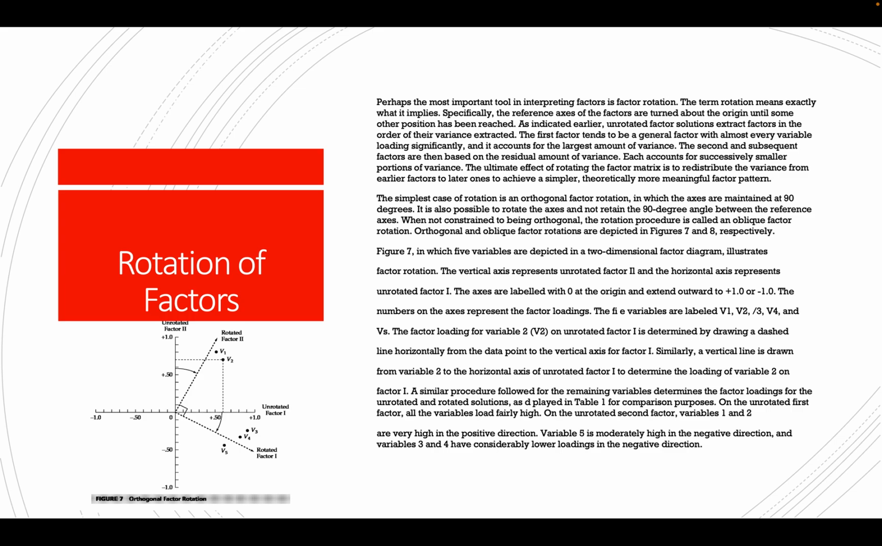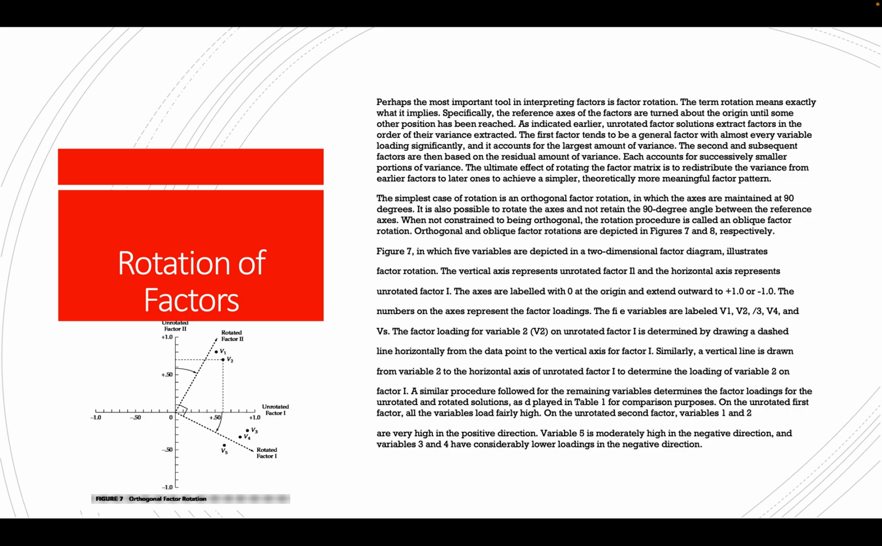The first factor tends to be a general factor with almost every variable loading significantly, and it accounts for the largest amount of variance. The second and subsequent factors are based on the residual amount of variance, each accounting for successively smaller portions of variance. The ultimate effect of rotating the factor matrix is to redistribute the variance from the earlier factors to later ones to achieve a simpler, theoretically more meaningful factor pattern.